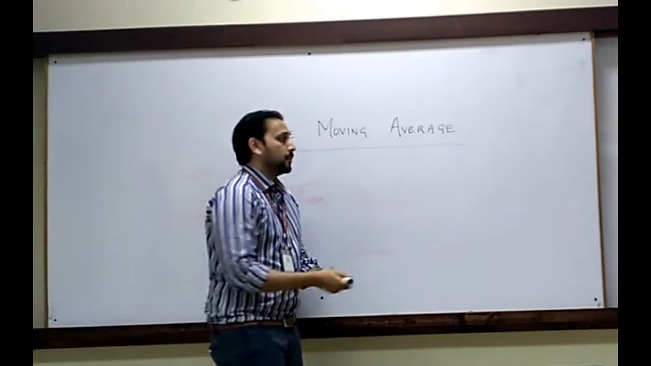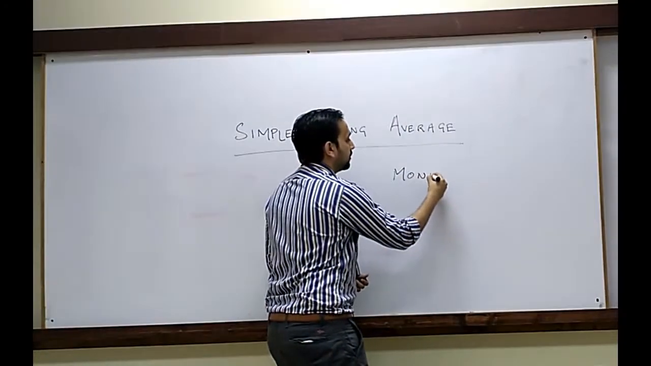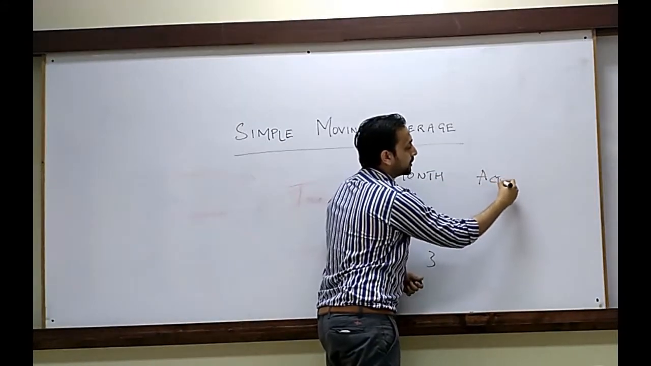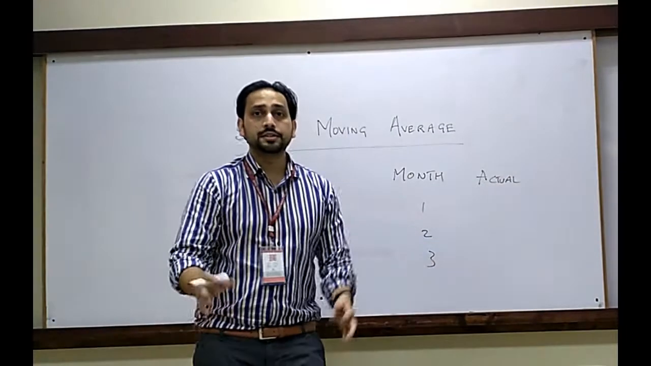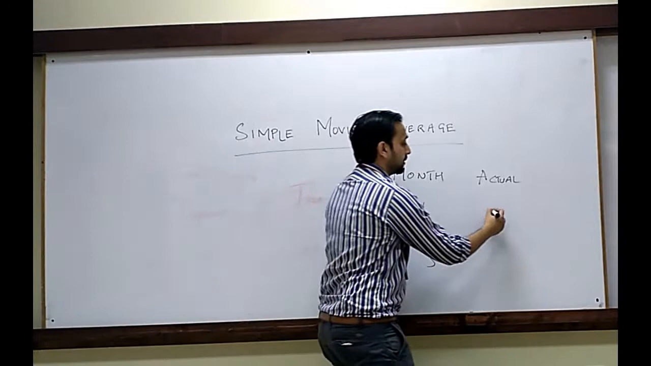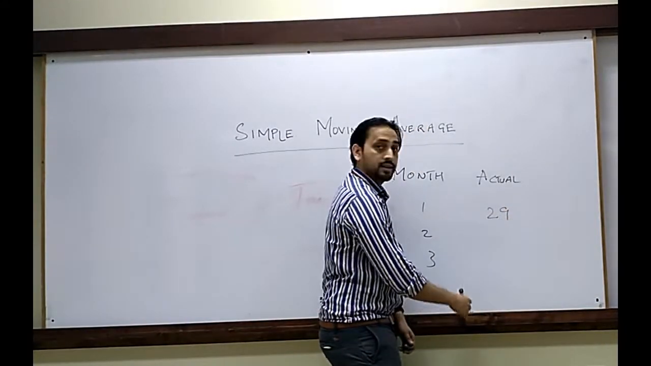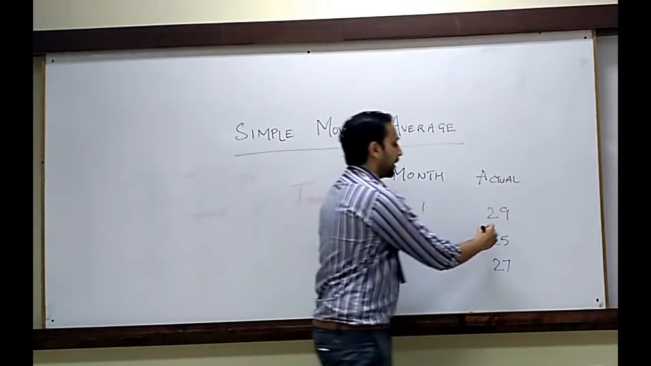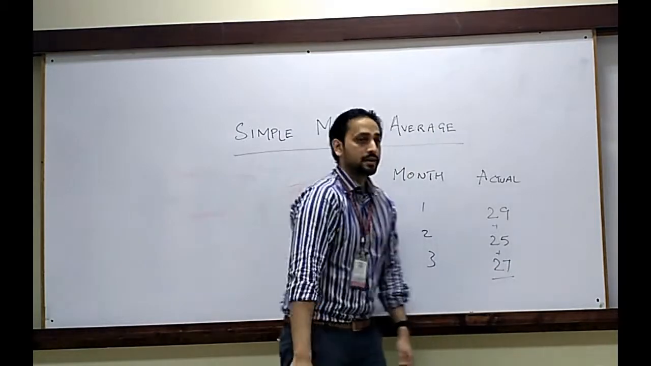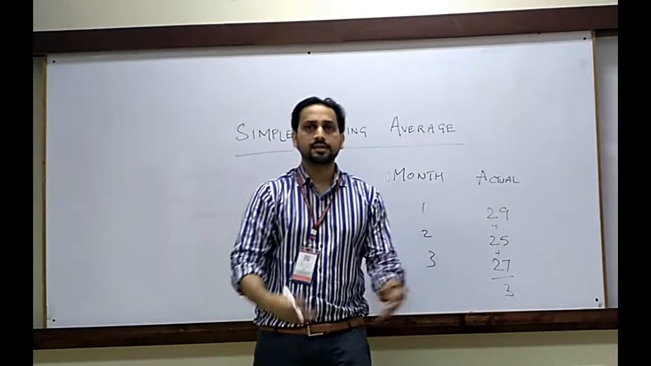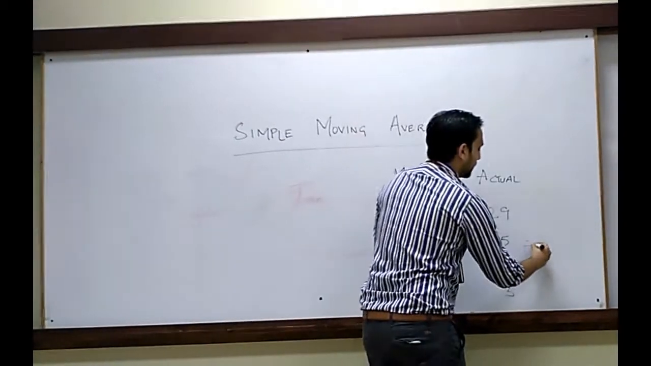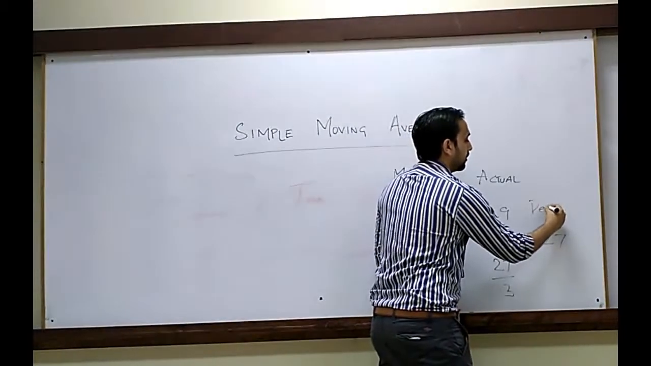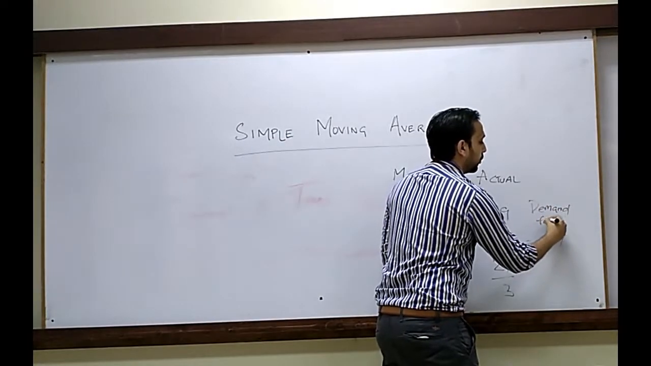So for example, we have data of month 1, 2, 3. Now these are the actual units consumed by the customers. So for example, in the first month it was 29, second month 25, and third month 27. So what we are going to do, we are going to add these three and then divide it by 3. So that is the simple moving average. So the answer is 27. This is going to be our demand for the 4th month.